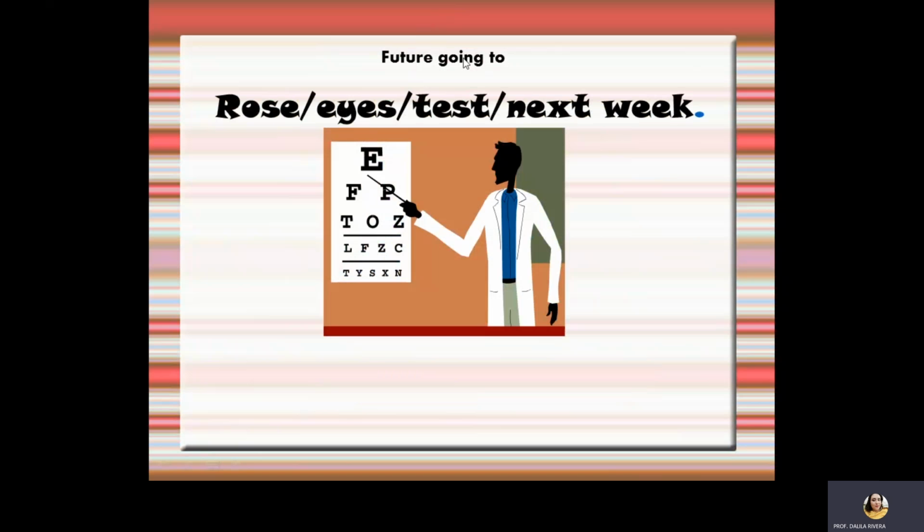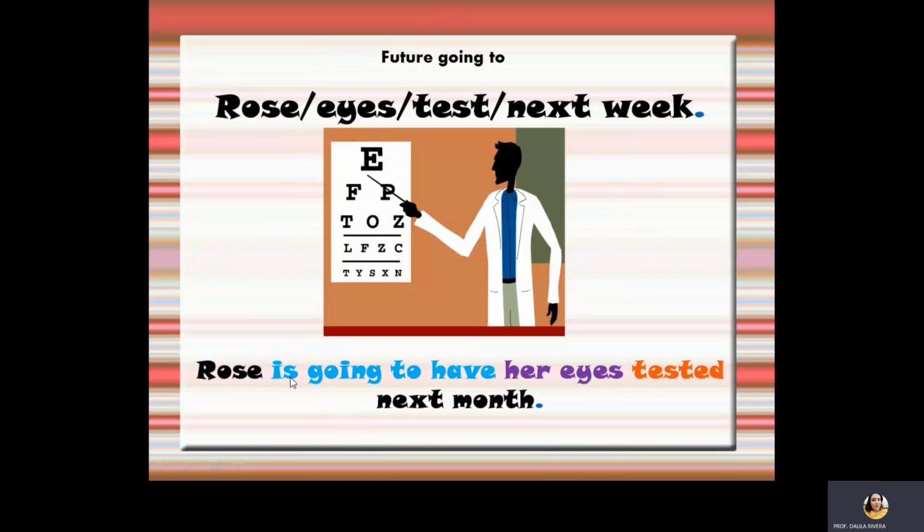Okay. Future with going to. Rose is going to have her eyes, something, tested next month. Tested, the verb in past participle.